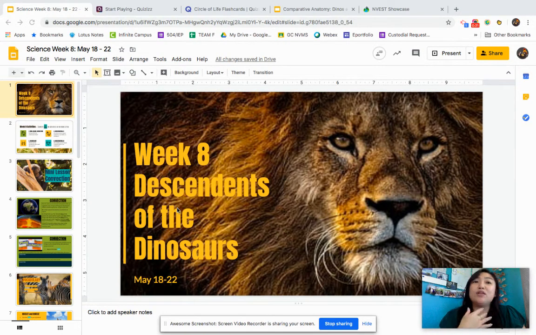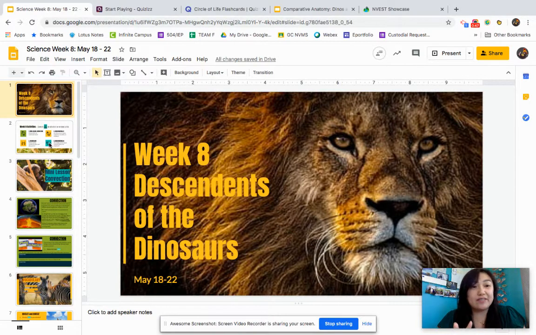So we looked at what the fossil record tells us. We looked at what that tells us about when animals were alive and what kinds of extinctions they were and all that kind of stuff. But now we're wondering, how do those extinct animals connect to the animals that we see in modern times today? And what similarities do they have? And how can you tell if they're related or not? So this week is called Descendants of Dinosaurs. And this is what you're going to be doing.